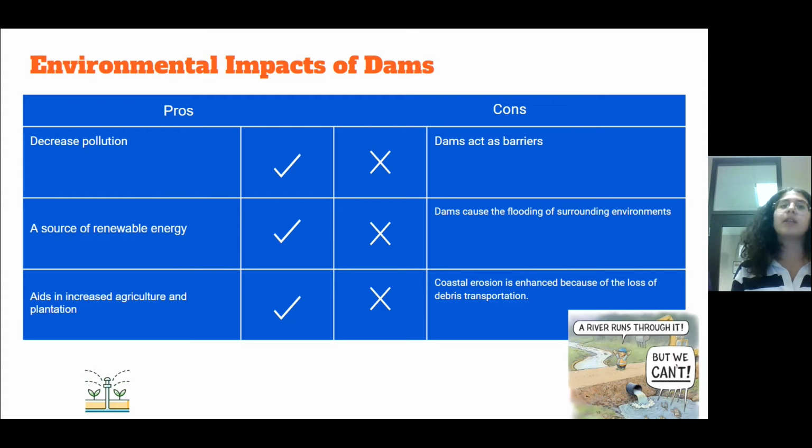Now, as for the cons, they often act as a barrier to the pathways of fish and limit them from migrating and reproducing. As a result, aquatic wildlife is put at risk. They also lead to the flooding of the surrounding environment, which the water spills into, which is dangerous to the animals and inhabitants living in these areas. Finally, the reservoir behind dams often emits a high percentage of greenhouse gases, which are a main cause of global warming.